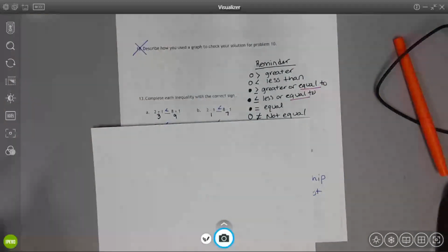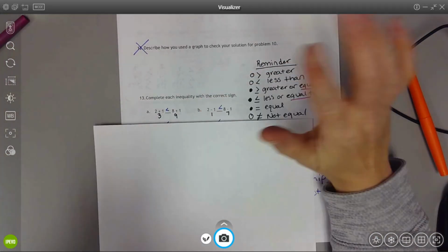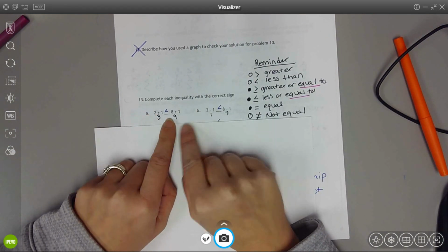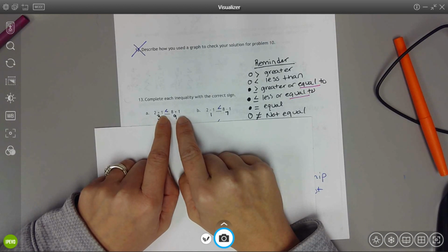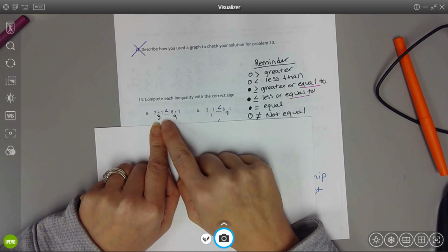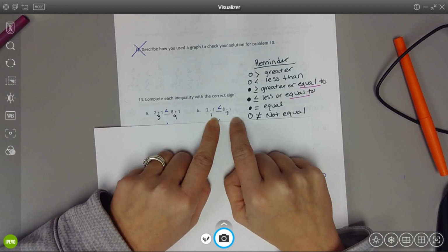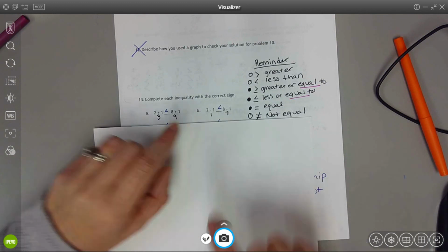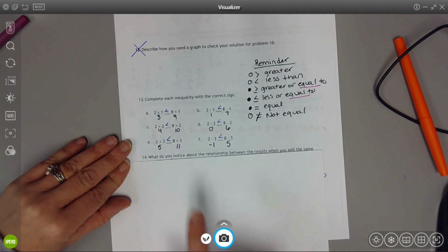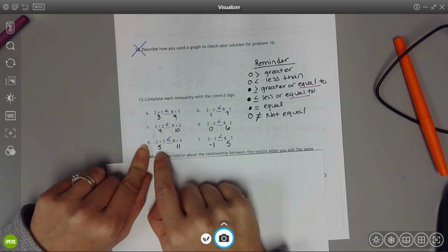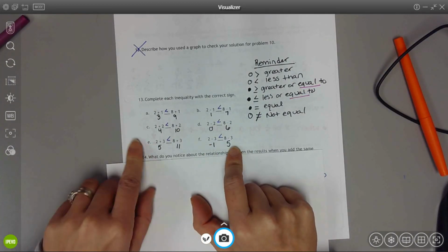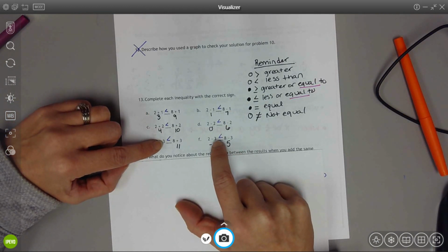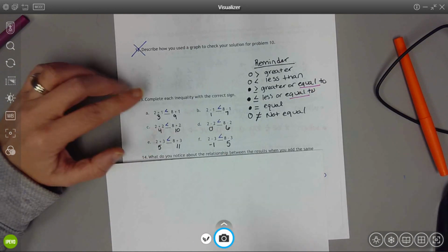So let's take a look at these. What I want us to look at is just the operations here. We have these numbers 2 and 8 that we're going to compare. When we add 1, we get 3 and 9. 3 is less than 9. When we subtract 1 on both sides, 1 and 7. 1 is less than 7. I went through and did these for all of them: 4 and 10, 5 and 11, 0 and 6, negative 1 and 5. You can see it doesn't matter if we're adding or subtracting, the relationship stayed the same, that is, if we're using the same numbers on both sides.